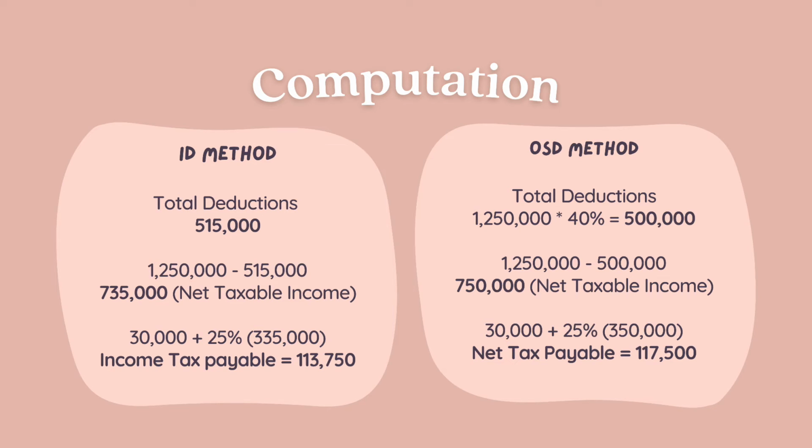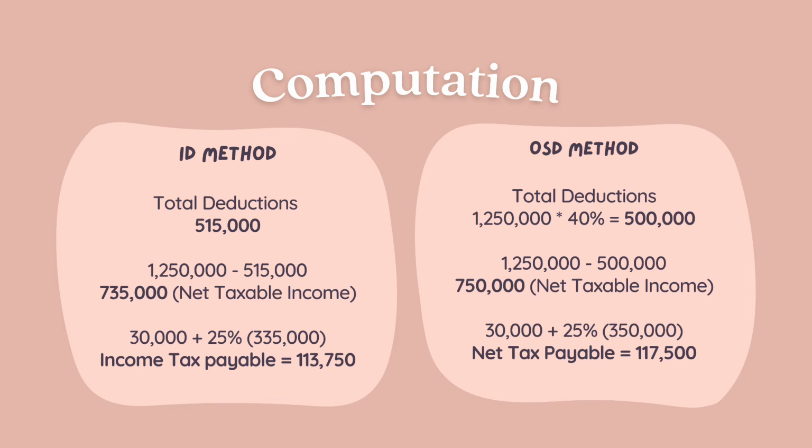Next, you would look at your annual income tax table. For this example, $735,000 falls under the $400,000 lower limit and the $800,000 upper limit. You would then subtract $400,000 from your net taxable income, which will result in $335,000. And then you will look at the tax on lower limit, which would be $30,000. So $30,000 plus 25% multiplied by $335,000, which will result in your net tax payable, which is $113,750.